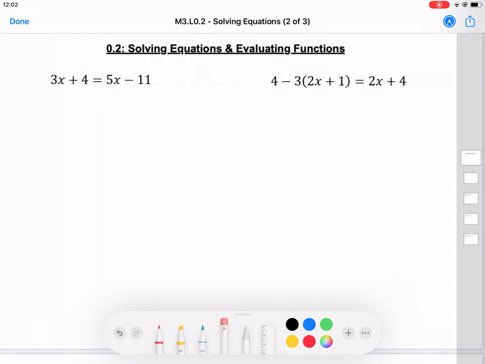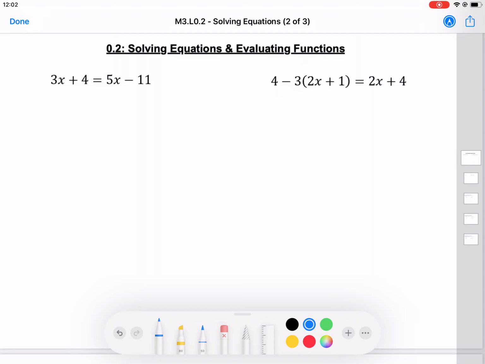All right, welcome back. We're going to go ahead and just do some other really basic review to make sure you're solid in preparation for Math 3. One of the things you'll be doing a lot in Math 3 is solving equations. So, we're just reviewing that really quick to make sure you got that down.